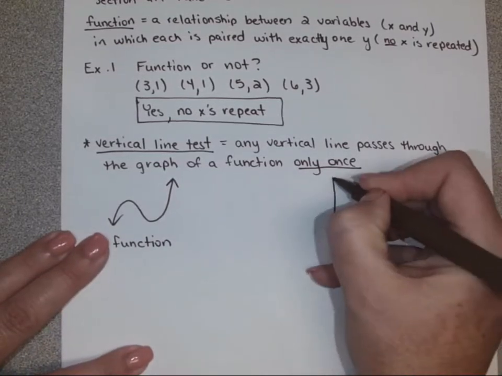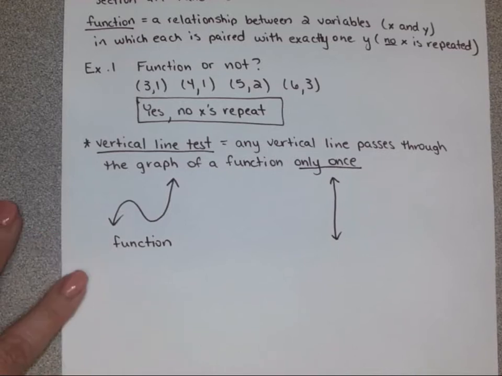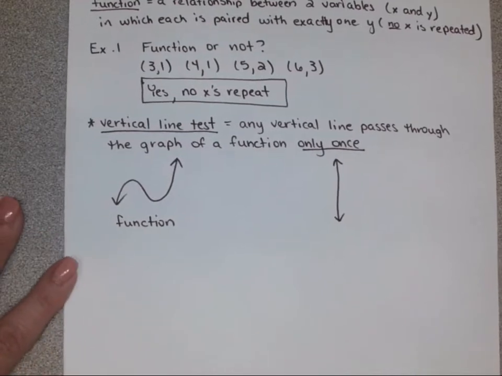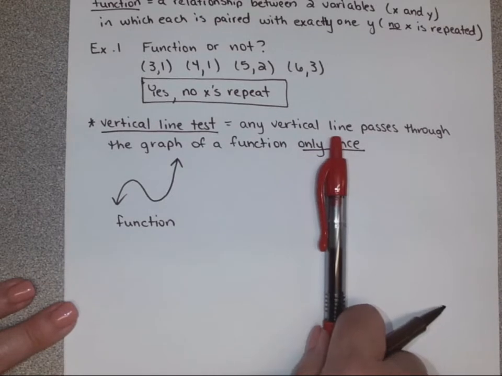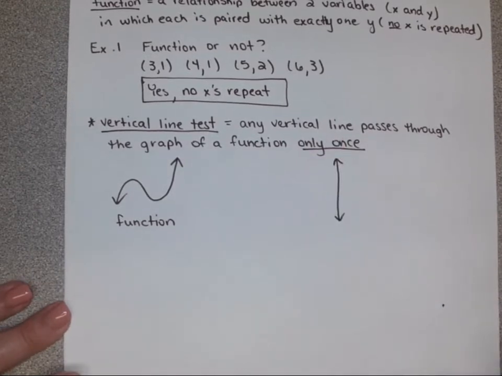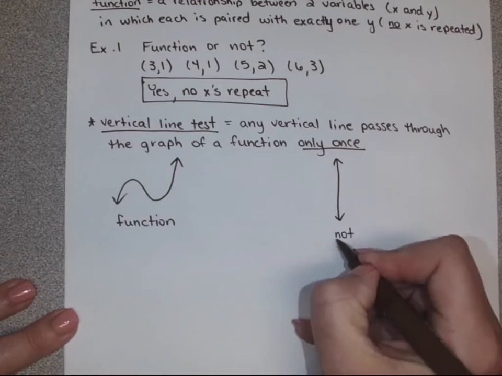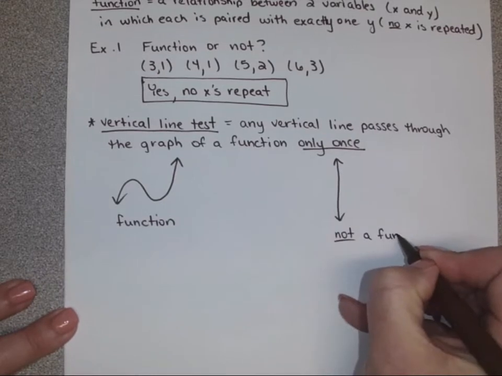What about a perfectly vertical line? Would that be considered a function? No, because if you drew the line right on top of it, how many points would you technically hit? All of them, right? So definitely more than one. So this would not be a function.